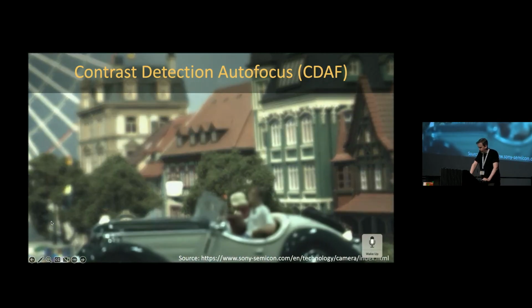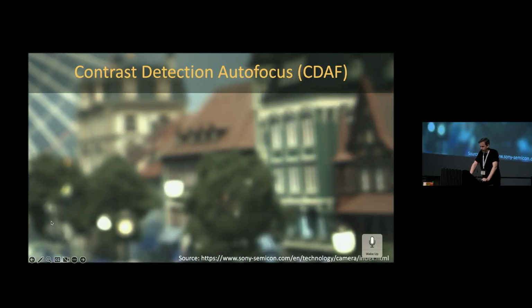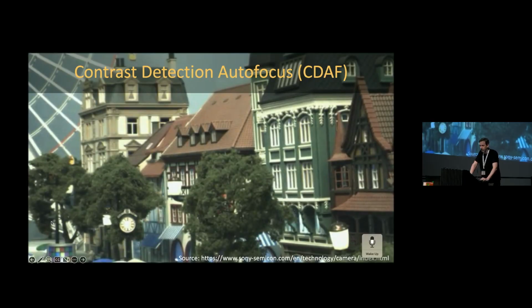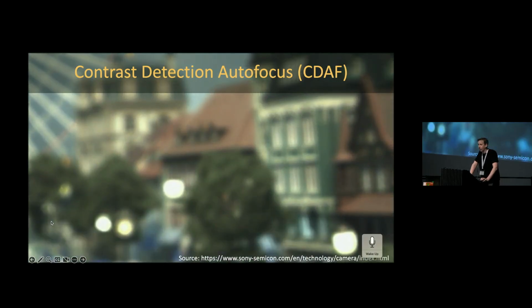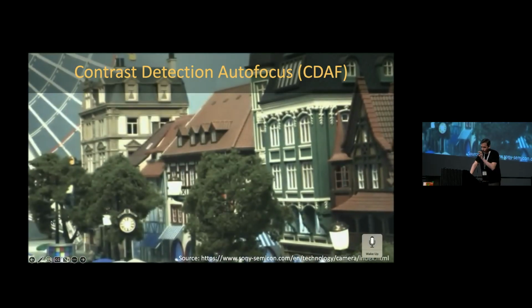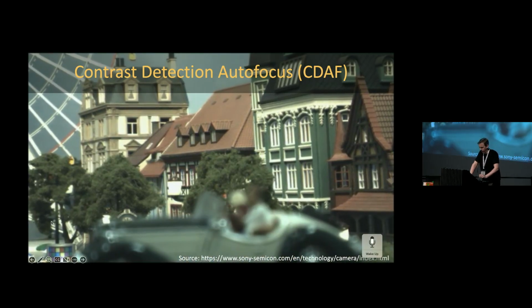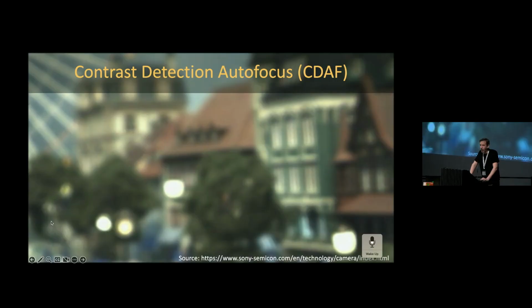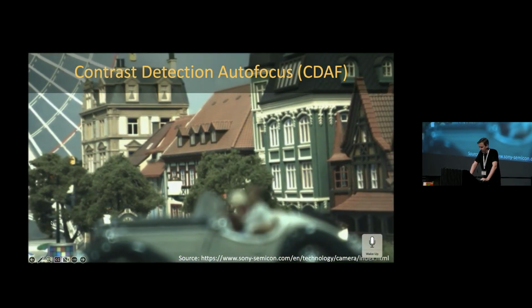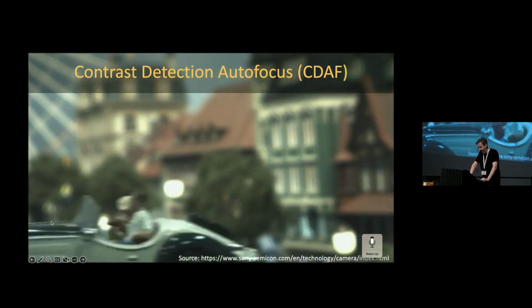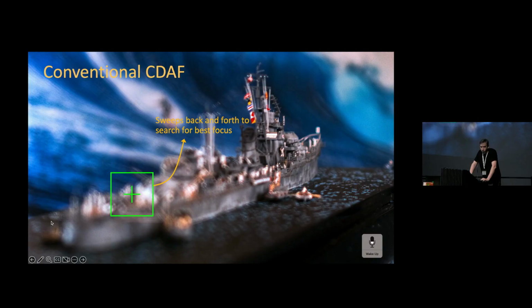So here's a video from Sony that they had, in which you have a subject coming into the foreground, and it's demonstrating how CDAF works. So basically, you're trying to maximize the focus, or contrast rather, at the bottom of the image. And you do that by basically sweeping the focus setting of your lens in order to maximize contrast. And we can do that as well.